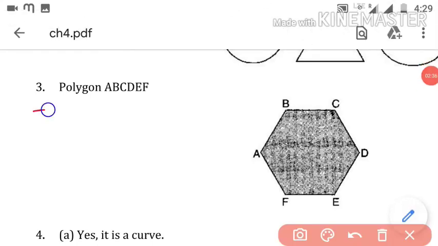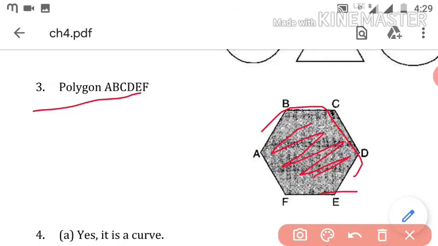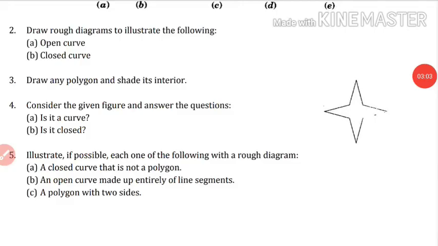So you can see what I have drawn, polygon A, B, C, D, E, F. So this is the polygon A, B, C, D, E, F, isn't it? And here I have shaded the inside of the figure. You can draw any figure. You can draw a square, but polygon means you have to use only straight lines. So it is very simple. Now come to question number 4.